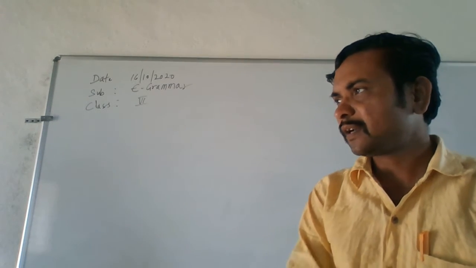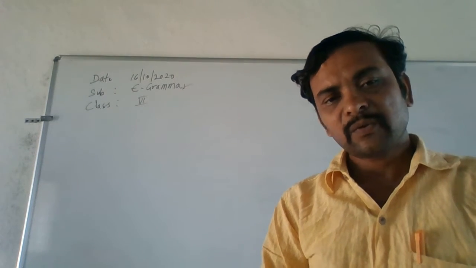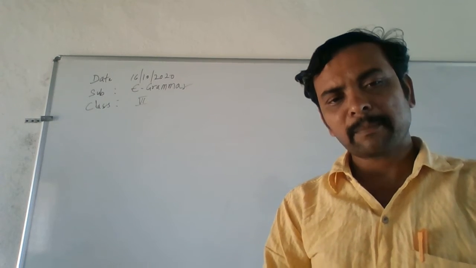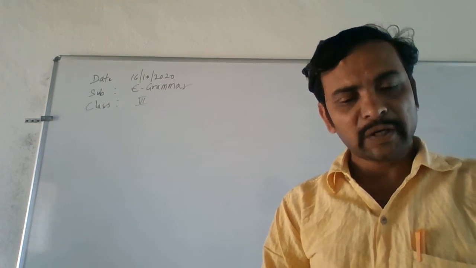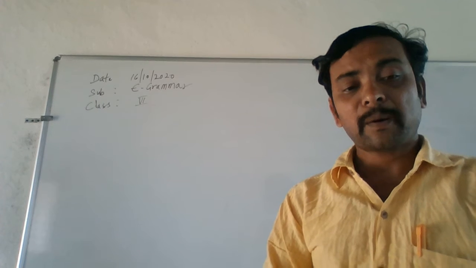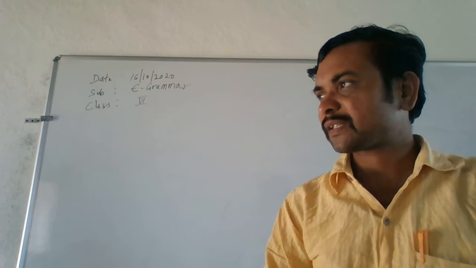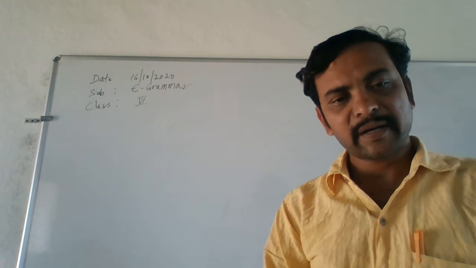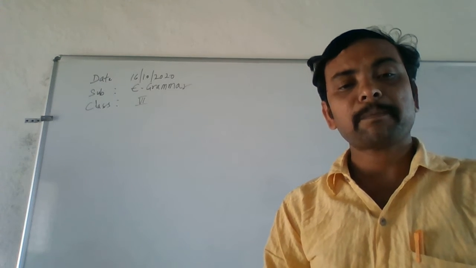That is called noun. You also learnt the kinds of noun. Which are the kinds of noun you learnt? Proper noun, common noun, material noun, collective noun, abstract noun, countable and uncountable noun. Proper noun is a particular person, place, or thing. For example, Ganga, Mahesh, America, India. Those are particular names, so that is a proper noun.